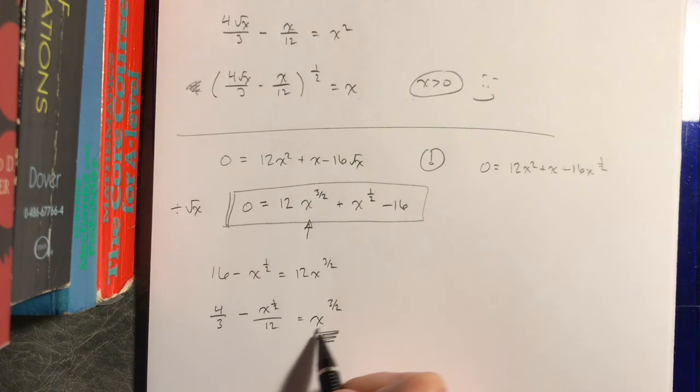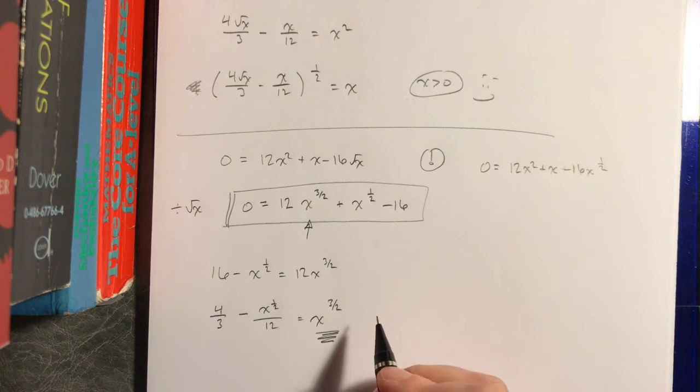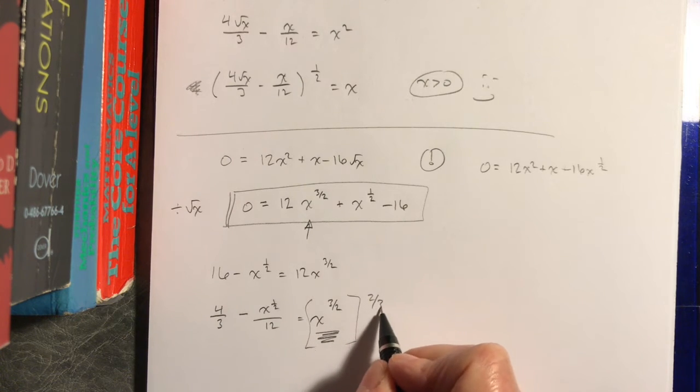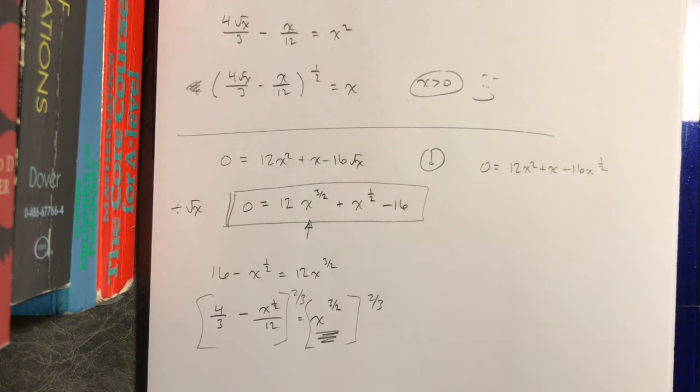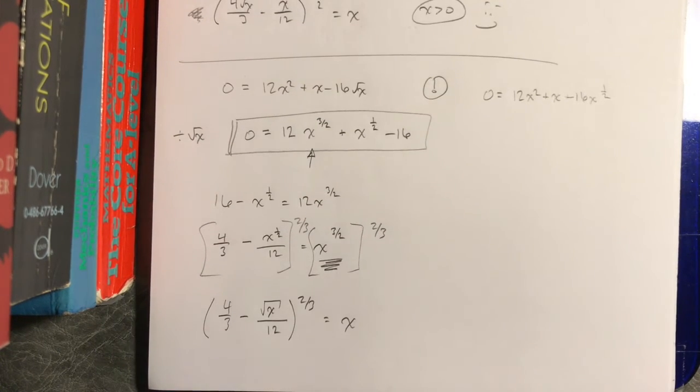which means if I want to undo a power of 3/2, I'm going to raise everything to the 2/3. So if I raise both sides to the 2/3 power, and now you can smell how it's going to shake out, I get 4/3 minus, and we go back into surd notation because why the hell not, equals x. And there we are.